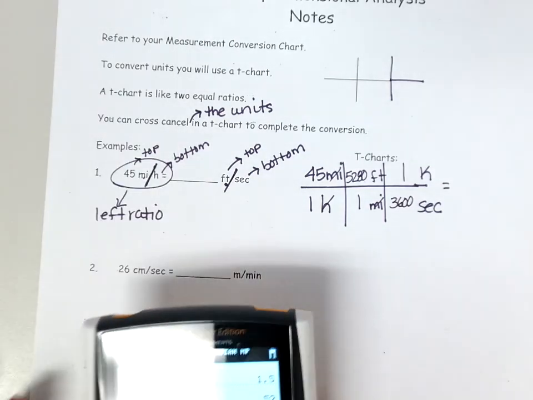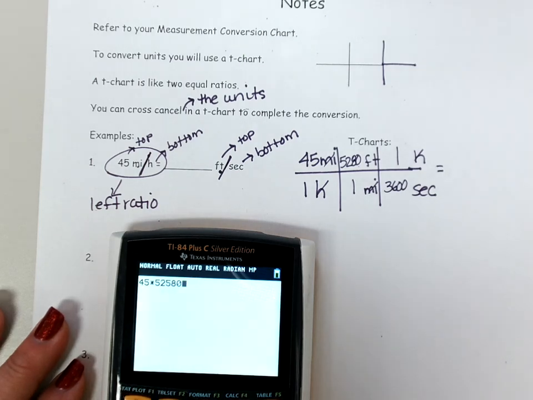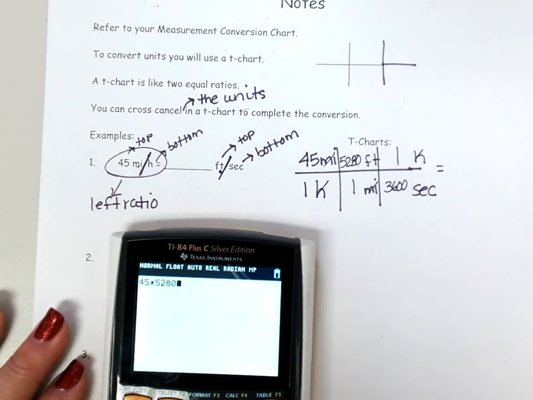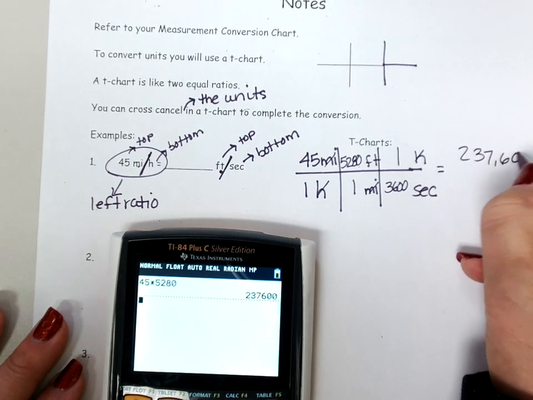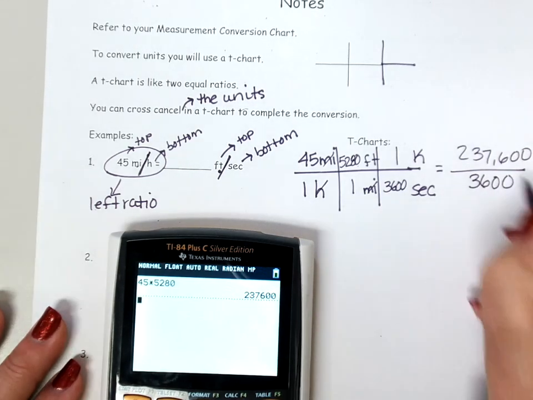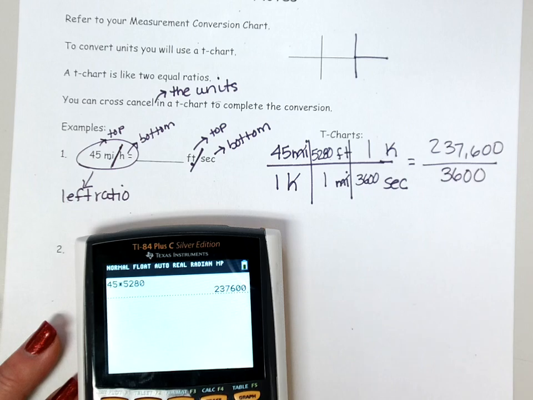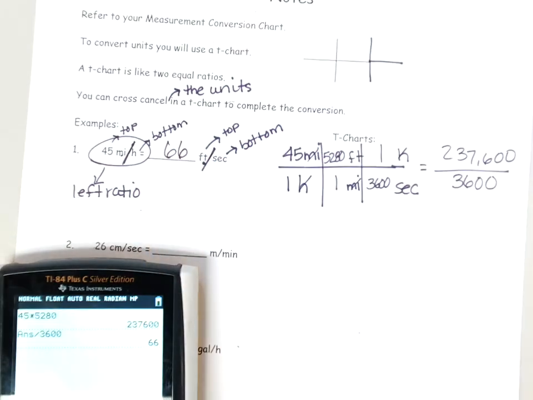So I take my calculator, trusty calculator here, and I have 45 times 5280. Okay, 5280. I get 237,600. On the bottom, 1 times 1 times 3,600 is just 3,600. You will divide and you'll get a decimal answer or a whole number. So this one happens to be 66.